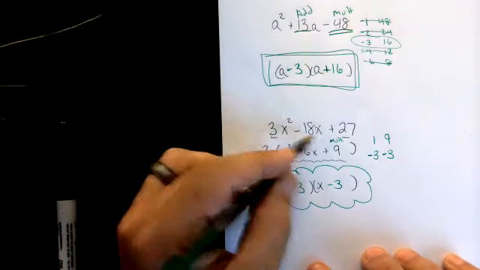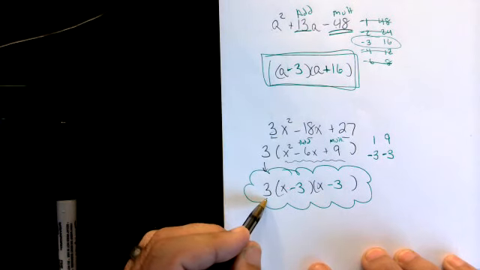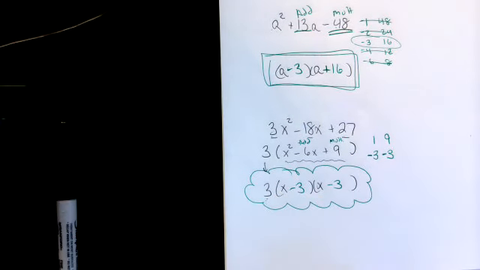Now, don't forget, when we factored that 3 out, that's part of the completely factored form. So if you factor out a greatest common factor, it needs to stay with your factored form.